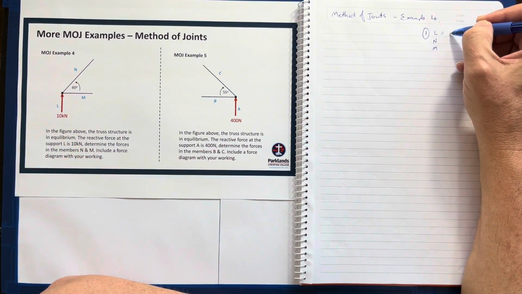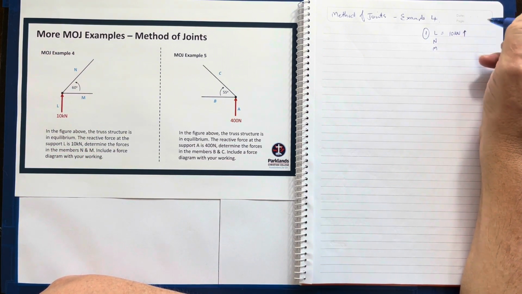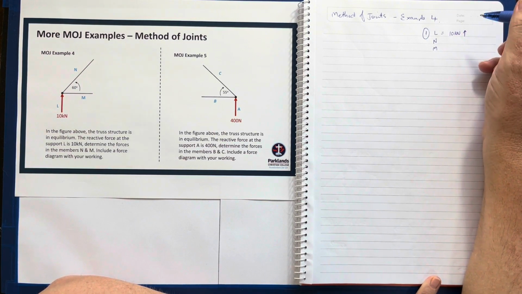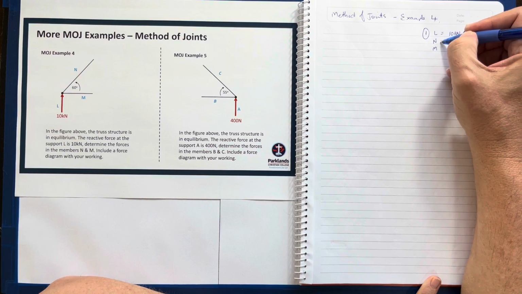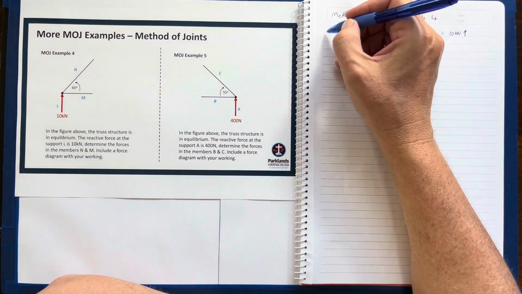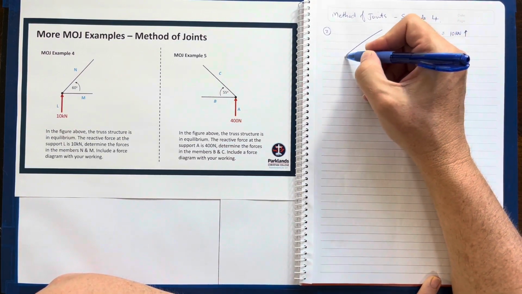Okay, so this is going to be 10 kilonewtons. It looks like it's going upwards. We need to solve for N and we need to solve for M. Next, I'm going to draw my diagram again. So really simple. There, here, here.